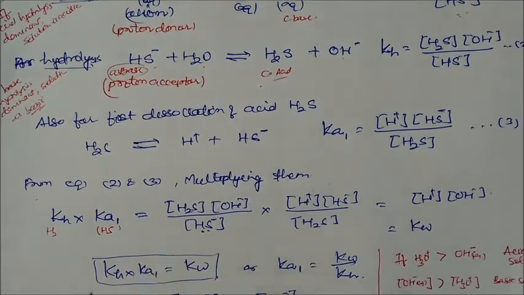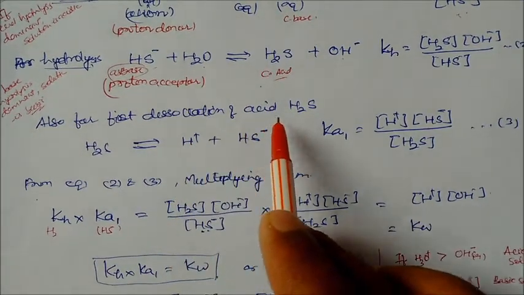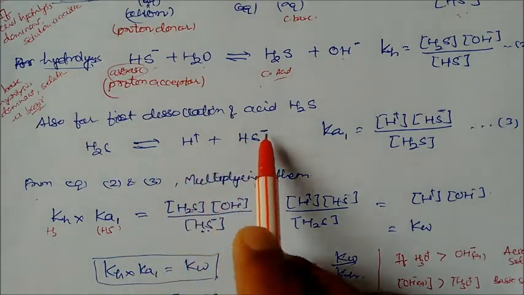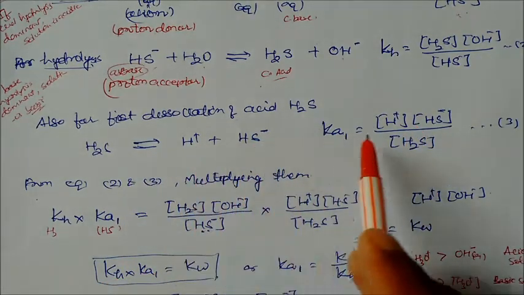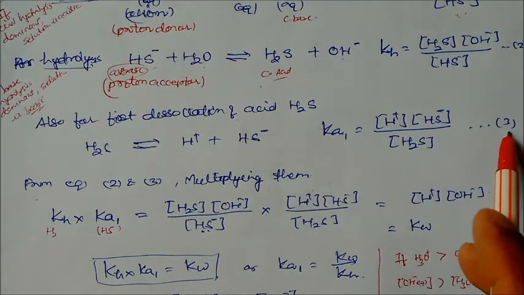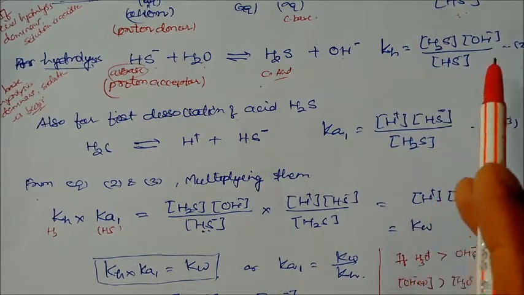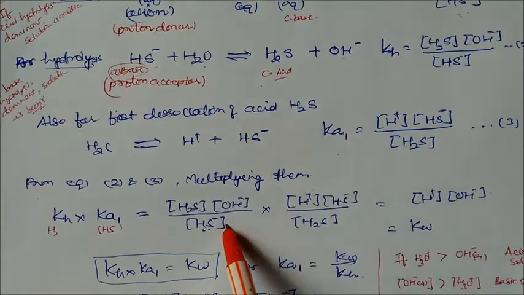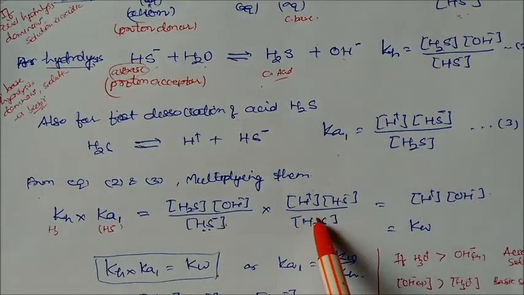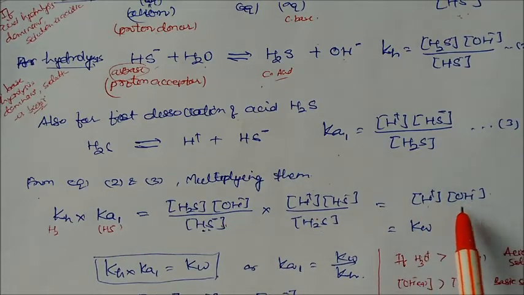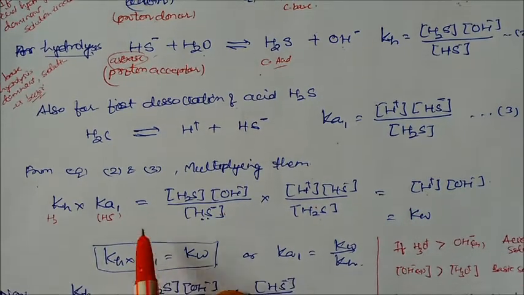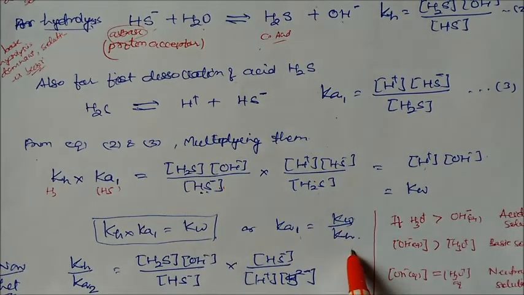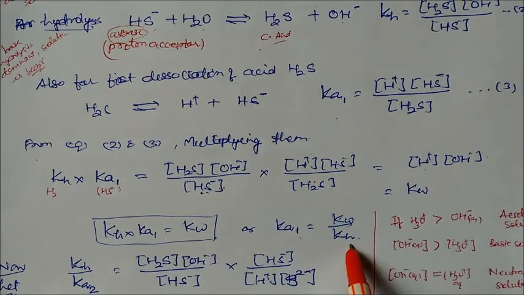Also, for the first dissociation of the acid, that is H2S, H2S is undergoing ionization to H+ and HS⁻. So Ka1 for this reaction is this much. This is equation number 3. So now from 2 and 3, multiply KH into Ka1. You will get this equation. This is the KH, this is the Ka1. So you will finally get H+ and OH⁻, which is nothing but KW. So we can write KH into Ka1 equal to KW, or Ka1 equal to KW by KH. So from here we are getting KW by KH.